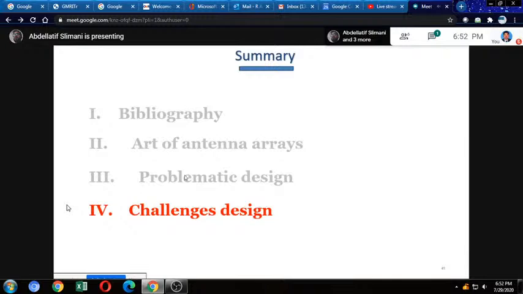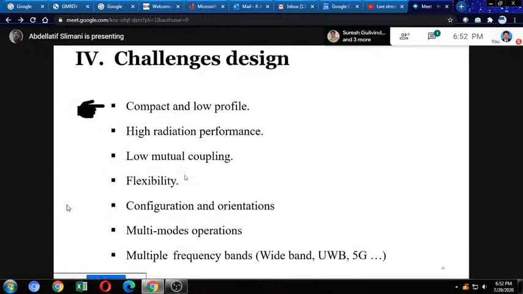Okay, so now I talk about design challenges. So this is the last axis. Okay, so the design challenges in array antennas. About design challenges, we can talk about compact and low profile. So we search to have miniaturized structures. We talk about dimensions. The more miniaturized our structure is, the better this structure is. Okay, so we talk about miniaturization of array antennas.